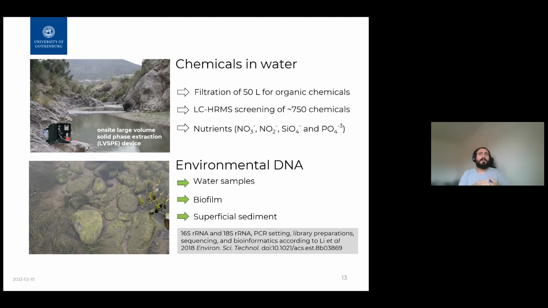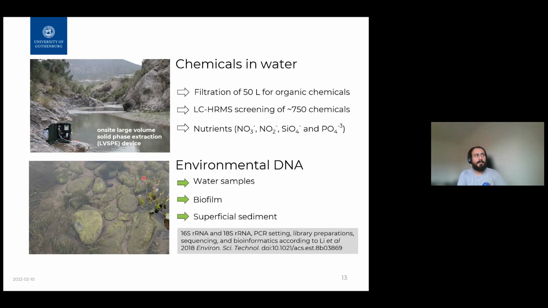Once we collect that sample, we screen for about 700 organic chemicals using a specific machine called liquid chromatography high resolution mass spectrometry. But also we recorded in each of the sampling sites nutrients and several physical chemical parameters. So that allowed us to have a baseline understanding of the chemical characteristics of each of the sampling sites along the river basin.